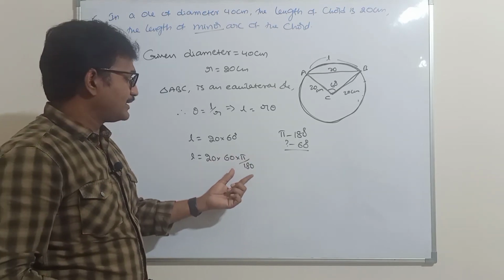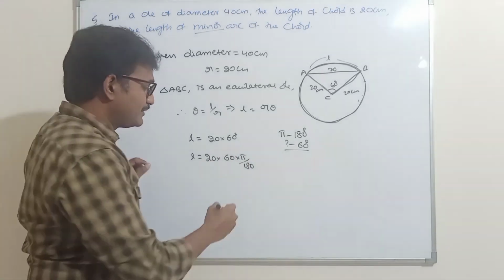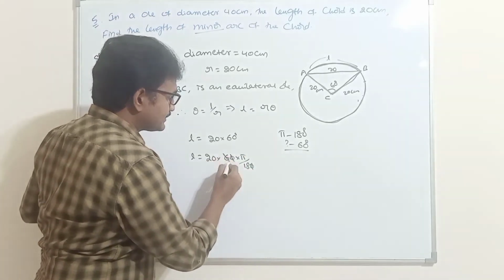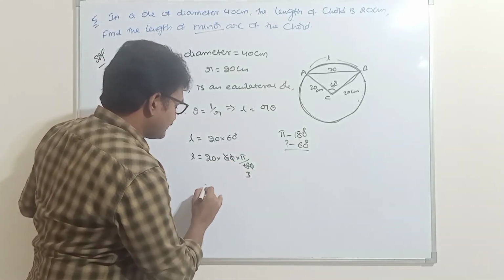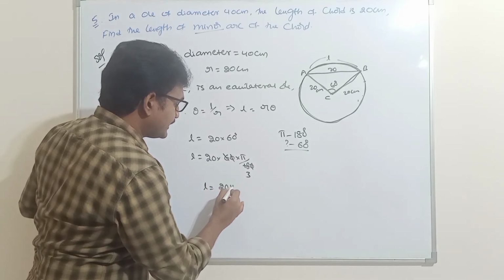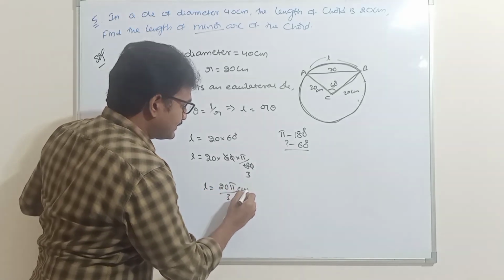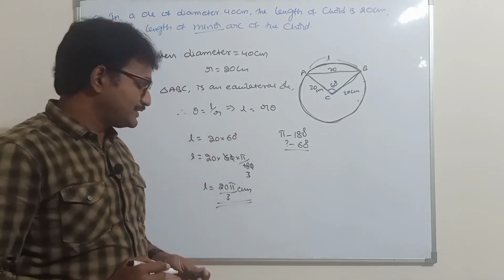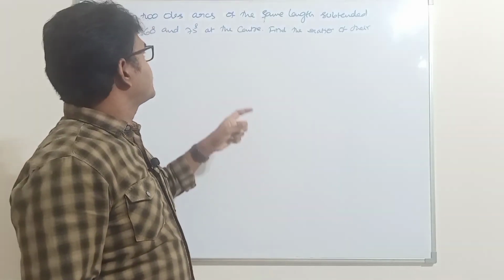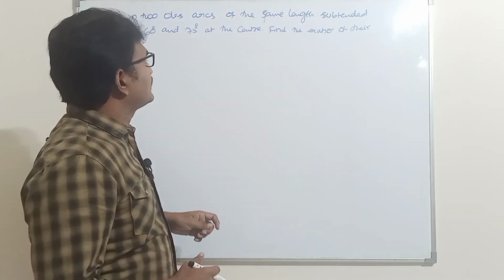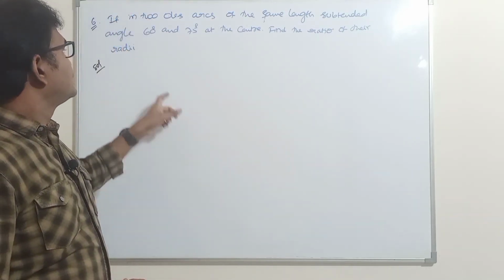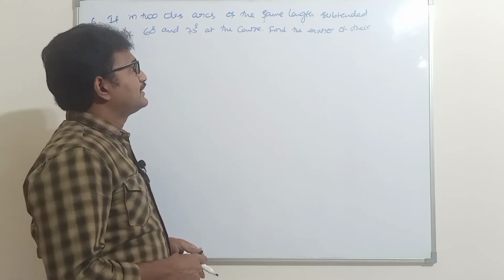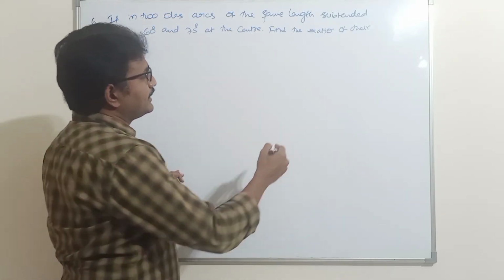Radians is nothing but a real number. So real number into real number we can multiply. That's why you need to convert degrees into radians. 6 3s are 18. Therefore L is equal to 20 pi by 3 centimeters. The length of the arc is 20 pi by 3 centimeters. Next problem. If in two circles arcs of the same length subtend angles 60 degrees and 75 degrees at the center, find the ratio of their radii.